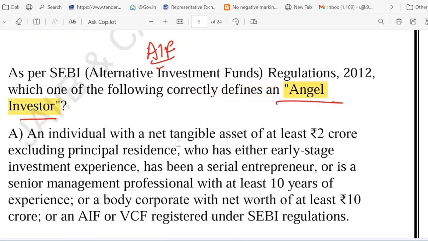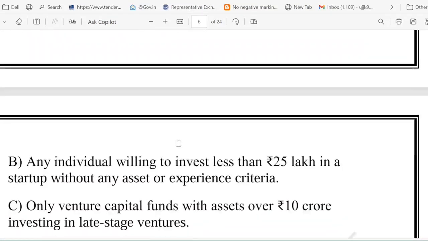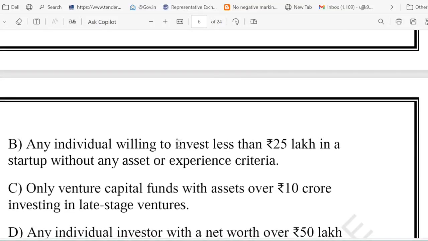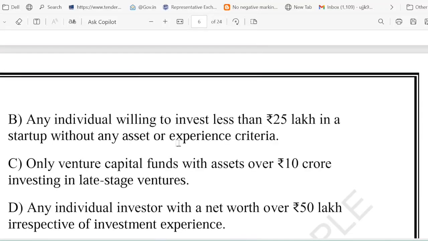Option A says an individual with a net tangible asset of at least 2 crore, excluding principal residence, or a senior management professional with at least 10 years of experience, or a body corporate with net worth of at least 10 crore. Option B says any individual willing to invest less than 25 lakh in a startup without an asset or experience criteria. Option C, only venture capital fund with asset over 10 crore investing in late stage venture. And option D says an individual investor with net worth over 50 lakh irrespective of the investment experience.